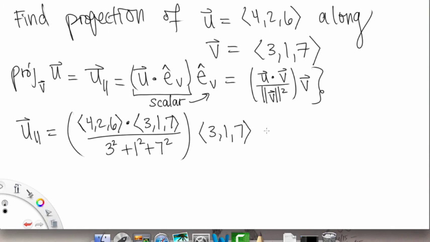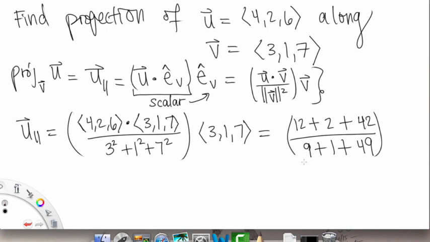All right. Now we're just going to compute the dot product on top. We multiply the corresponding components. So 4 times 3 is 12. We add it to 2 times 1, which is 2, and we add that to 6 times 7, which is 42. Then on the bottom we're going to have 9 plus 1 plus 49. Again, you can see how it's going to turn out to be a number, everything in the parentheses, and then we have our 3, 1, 7 just sitting out there.